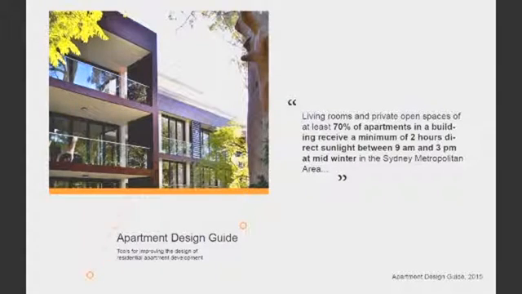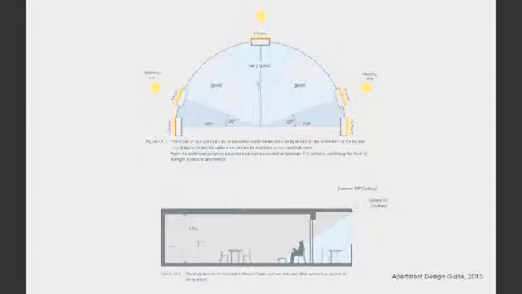But basically the clause that is causing us and many architects in New South Wales problems is this one, which is the requirement of 70% of apartments in a building to receive a minimum of 2 hours of direct sunlight between 9 a.m. and 3 p.m. in midwinter. And I'm like, that's kind of specific. And they have a whole bunch of these diagrams that say, okay, this is how a building should be orientated, this is how big ceiling heights need to be, etc.